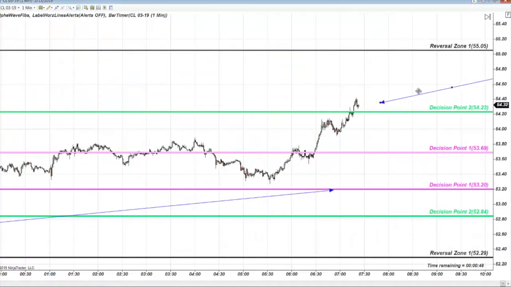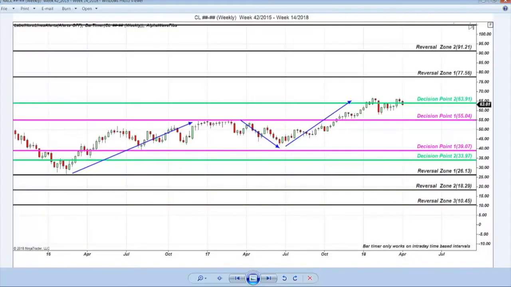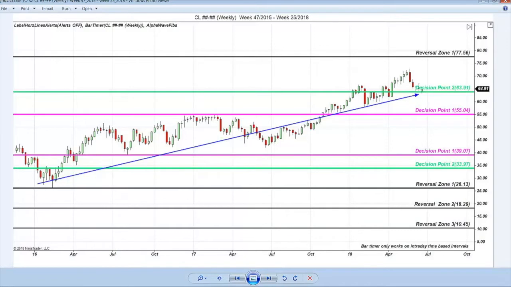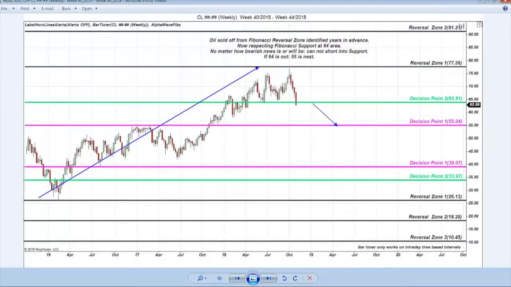Key support on oil. Bullish rally, taking a major pause. The day trading chart on oil looks exactly the same as oil weekly looked at the start of 2018. Take a look. Remember this? Before oil reached the reversal zone. Key resistance becomes key support. Shock or not.